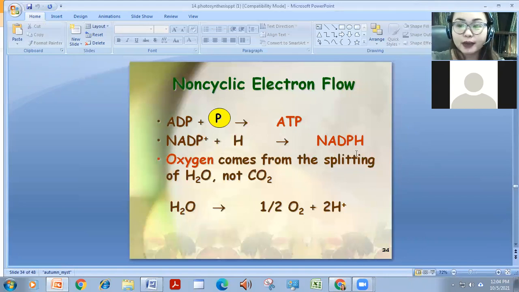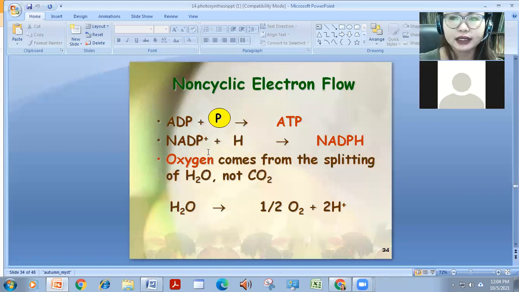Remember that in the non-cyclic electron flow, we have ADP plus the phosphate group to produce ATP. And we also have the second one for the production of NADPH, which is NADP plus the hydrogen ions. So oxygen comes from the splitting of water and not carbon dioxide. From water, we have 1/2 oxygen and 2 hydrogen. So that's for the non-cyclic electron flow.